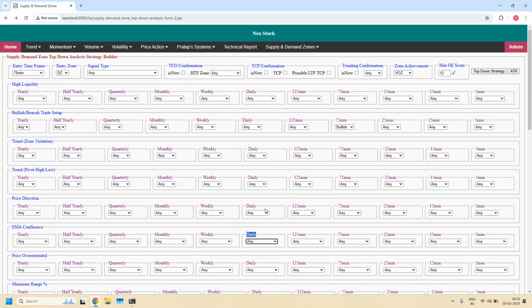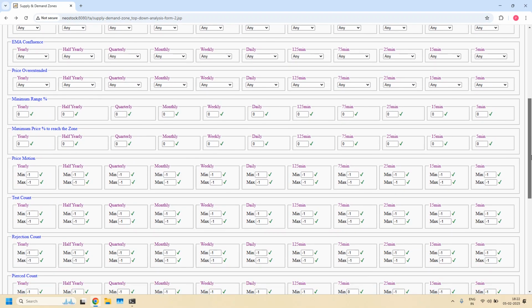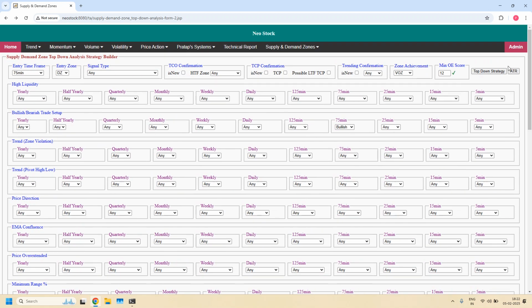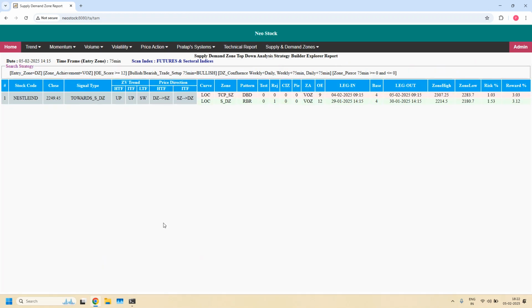Removing this EMA filter. In the demand zone confluence, we should set 3 filters. First filter is already enabled. Second filter, 75 minutes with weekly demand zone confluence. Daily demand zone with weekly demand zone confluence. With all the 3 filters enabled, we got only 1 stock.